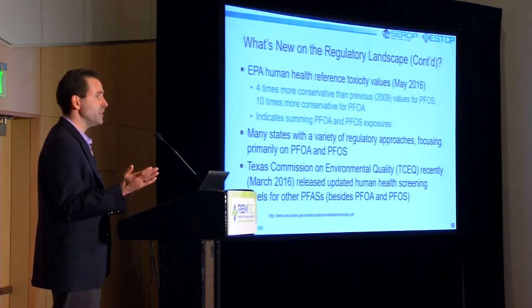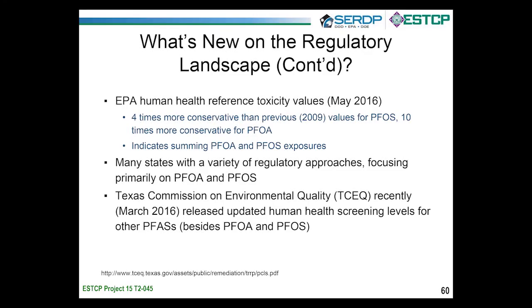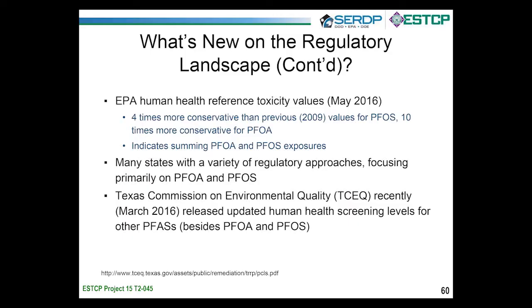EPA has referenced toxicity values, as I've mentioned. The ones that were released in May 2016 were about 4 times more conservative for PFOS and about 10 times more conservative for PFOA than had been previously released. And again, it advanced the idea that, at least for drinking water exposures, we need to sum these exposures. It still left a bit of a question in terms of what do we do about other pathways, and I think we're working through that as a risk assessment community now. Many of the other states have taken some pretty advanced directives on PFOA and PFOS, looking at dealing with those, and there's some variation.